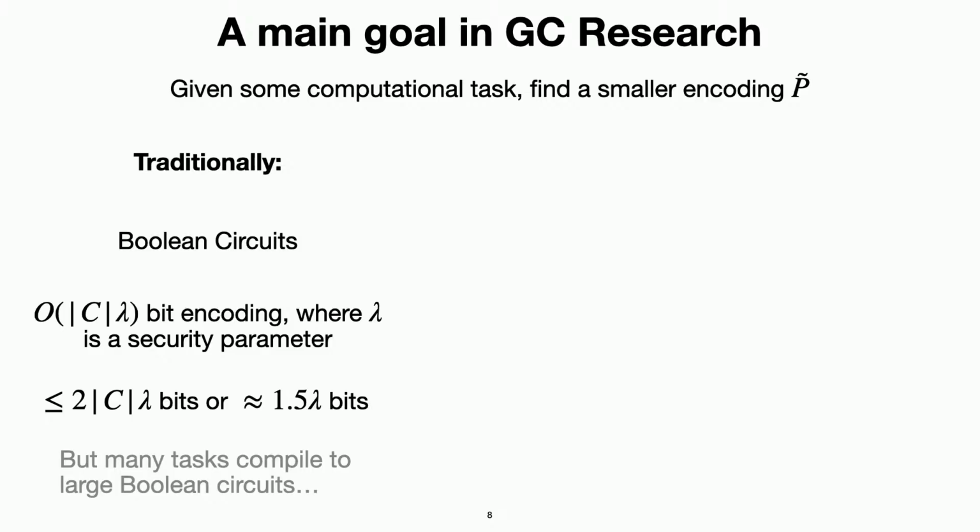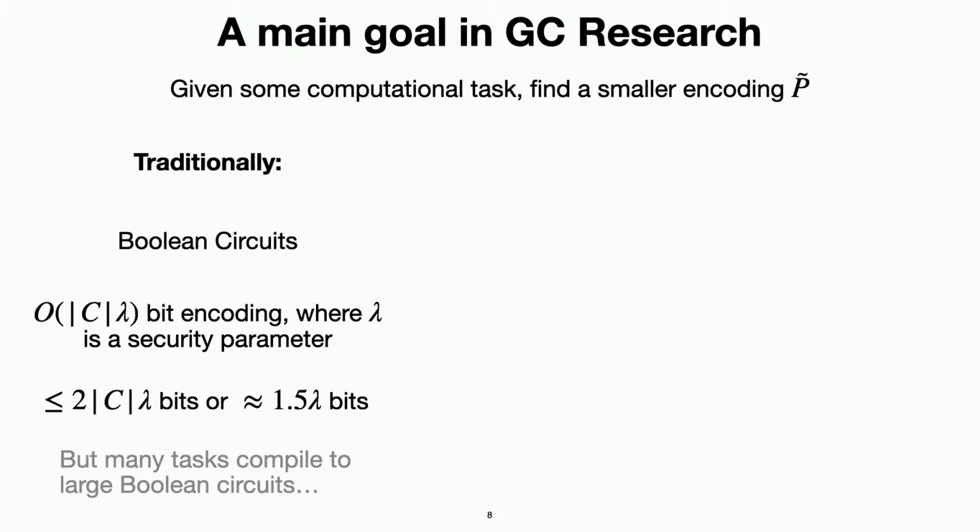Okay, so I went back and watched Mike Rosulek's talk at Simons 10 years ago, and he gave an excellent talk where he described the history of garbled circuit research up to 2015. That story was beautiful and very straightforward, because up to that point we knew very little, except that you can take a Boolean circuit and construct an encoding of roughly 2 times the circuit size times the security parameter. And outside of this, we didn't know too much.